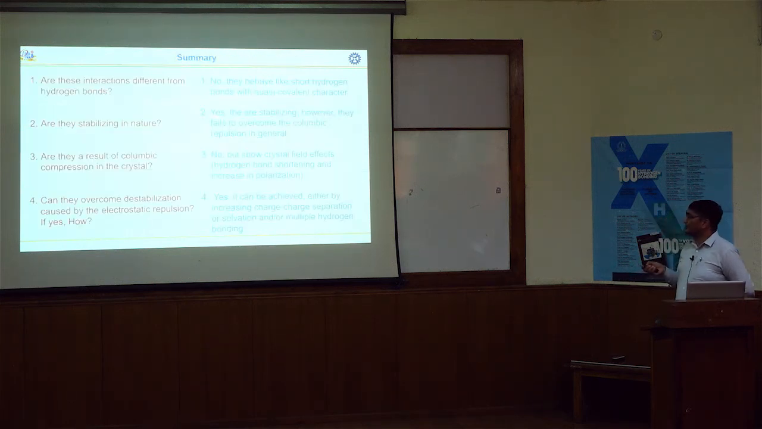So, in summary, although we do not claim that we understand it very well, we tried to answer some of these questions, where we find these interactions are not very different. They are of charge-type, hydrogen-bonding-type interactions, and they are definitely stabilizing, but they are largely not able to overcome the Coulombic repulsion in the gas phase. But you can do that when we increase the number of hydrogen bonds or include solvent-type interaction between the two cations.